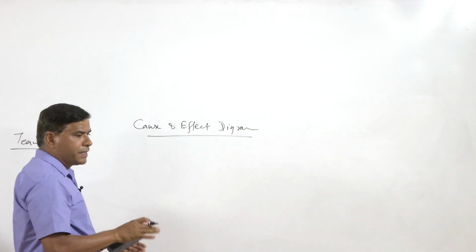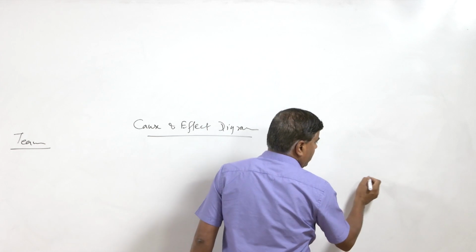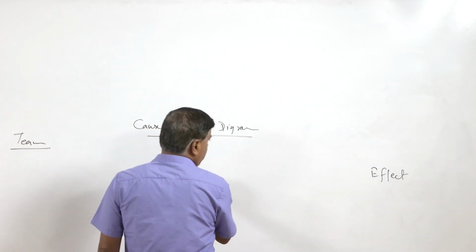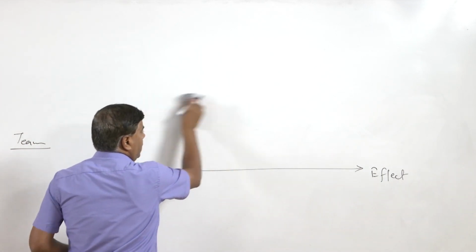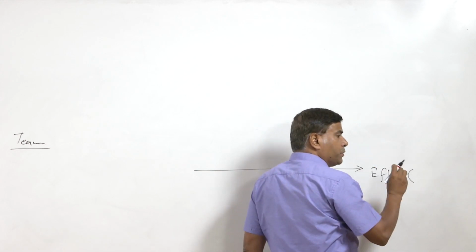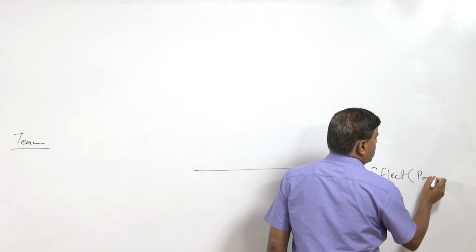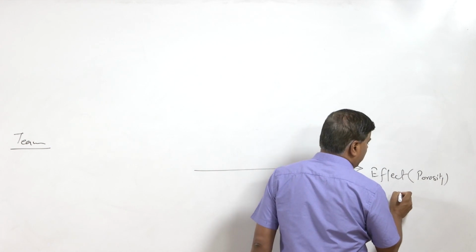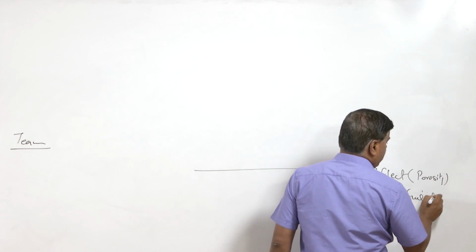Basically, the effect, whether favorable or unfavorable, is mentioned on one side, on the right side. So this is the effect, and one big line with an arrow is drawn like this. This effect is the one which we either want to avoid or want to have for improved performance of the product. Like if you want to control a defect like porosity, then we will write porosity, or if you want to improve the fuel efficiency of an engine, then we will write fuel efficiency on the right side.